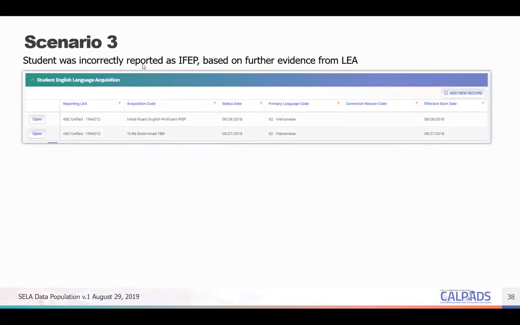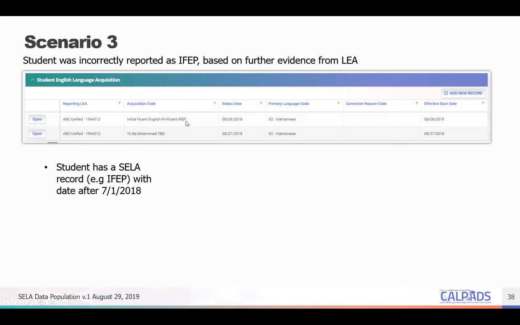For scenario number 3, the student was incorrectly reported as IFEP based on further evidence from the LEA. So apparently, ABC Unified incorrectly reported an IFEP, and this should be an EL instead. So how do we approach this scenario? First are the considerations. The student has a SELA record of IFEP with a date after 7/1/2018. Take note, after 7/1/2018.